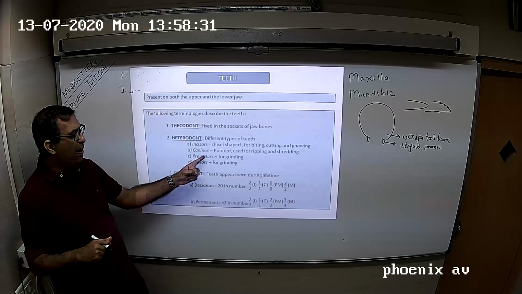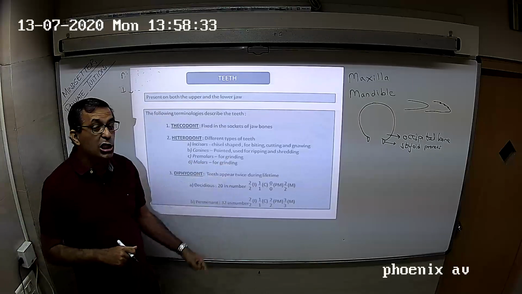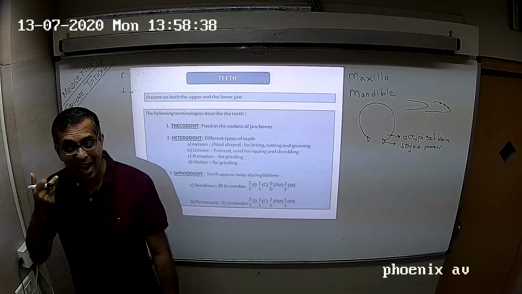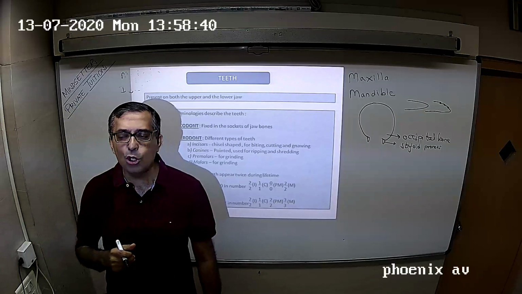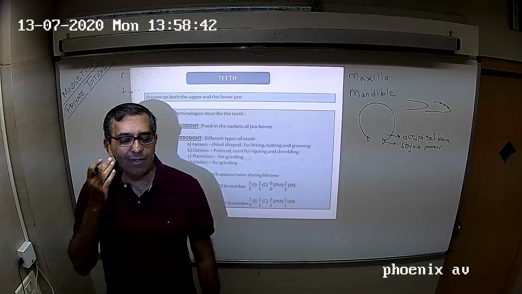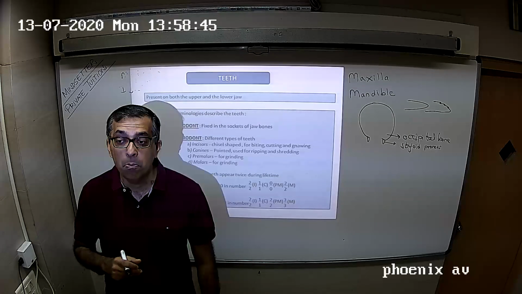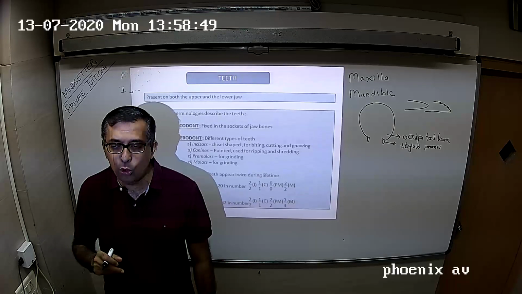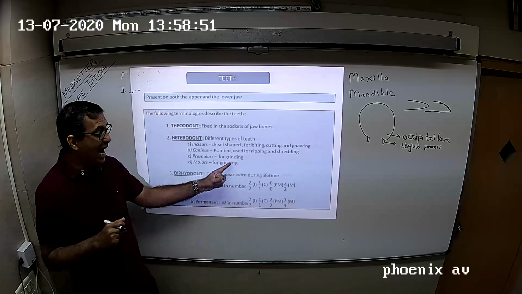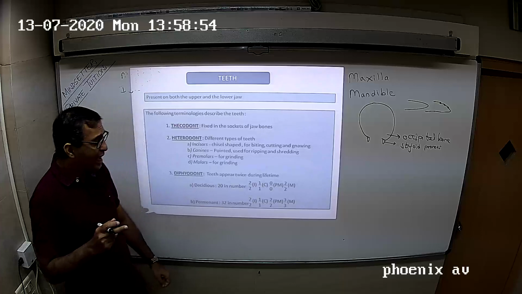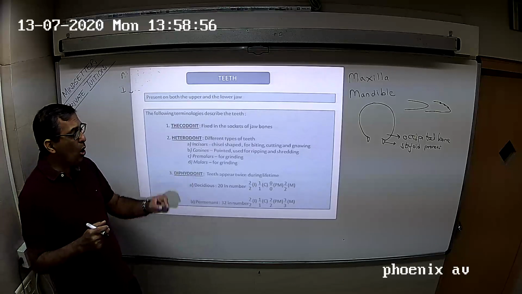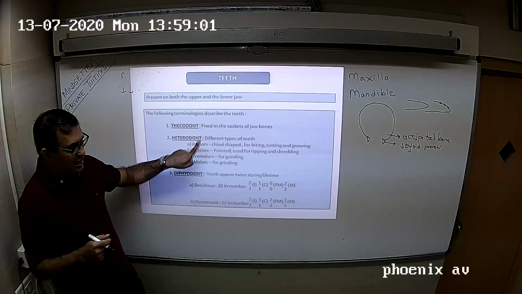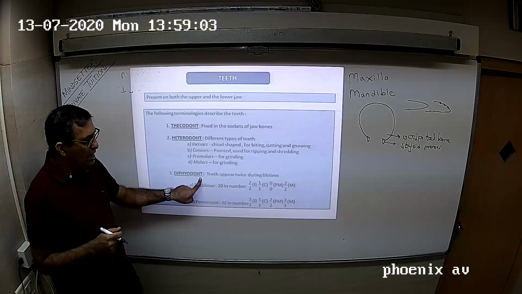And then we have premolars and molars, which are for grinding. Once we have eaten food, the grinding, the actual mastication, is done with the help of premolars and molars. So premolars and molars help in actual chewing, which is called the grinding process. And then we have diphyodont. Having four types of teeth is called what? Heterodont. And we have diphyodont.